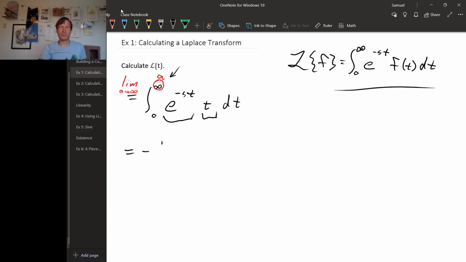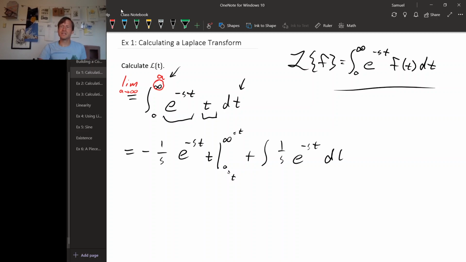So we get minus 1 over s e to the minus st times t, and this is from 0 to infinity. And remember, this 0 and infinity are t values, because this integral was with respect to t. Plus the integral of 1 over s e to the minus st times the derivative of t, which is 1, dt. And this integral is also from 0 to infinity. Now, we get minus 1 over s.